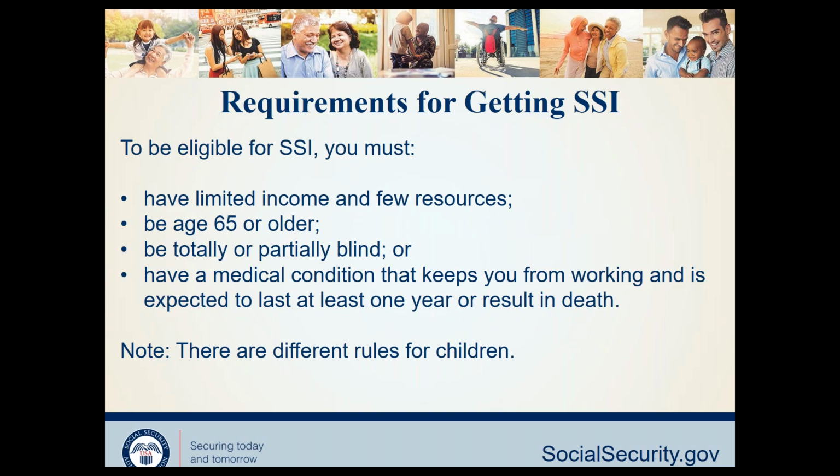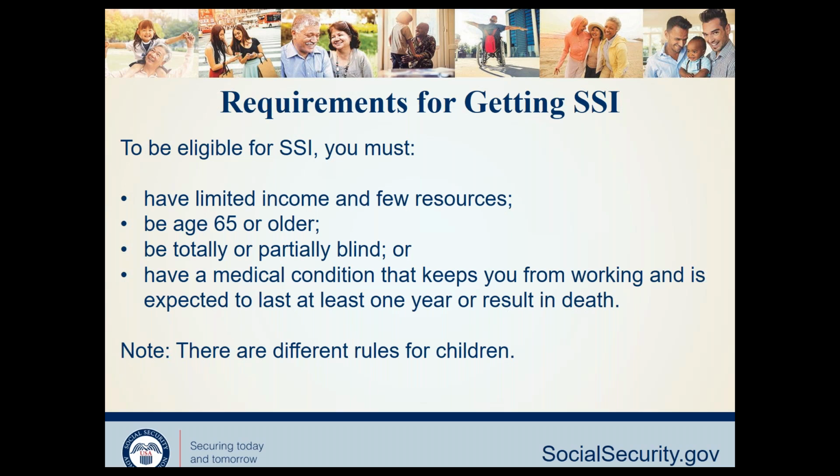Requirements for getting SSI. To be eligible for SSI, you must have limited income and resources, be age 65 or older, be totally or partially blind, or have a medical condition that keeps you from working and is expected to last for at least 1 year or result in your passing. Of course, there are different rules for children. This information here is the non-medical side, and we then go into the medical side.